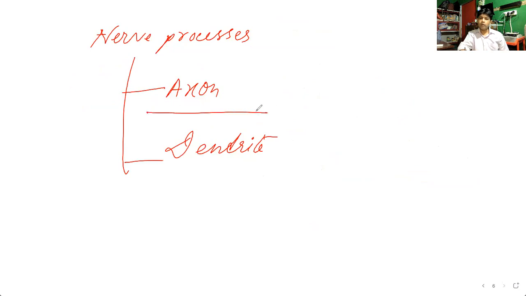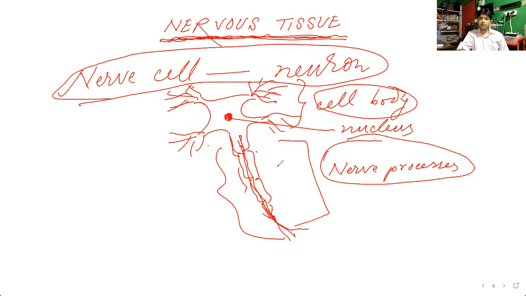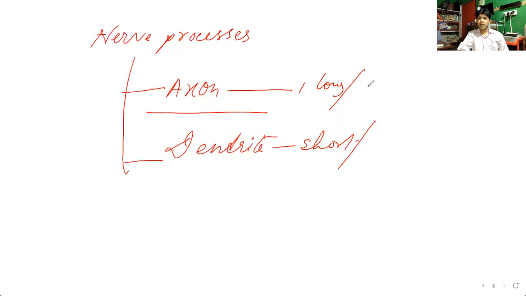And if you want to know about the difference between axon and dendrite, you can write first of all, axon is a long tail-like structure and dendrites are short. Secondly, you see the diagram: axon only one, but dendrites more than one. So many dendrites may be present. Axon only one, dendrites more than one.